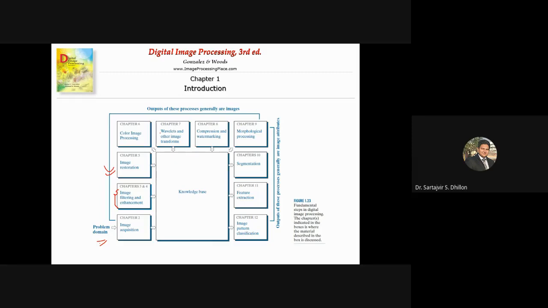But for remote sensing applications, there is a very significant role of color image processing to identify the different features of the Earth surface.